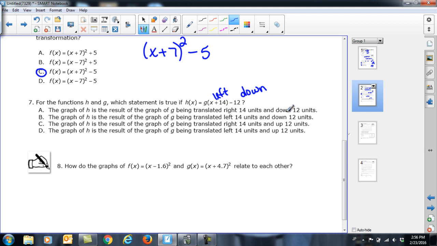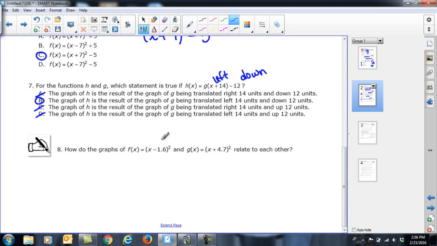Well, this says 14 right and 12 down. That's not correct. This one says left 14 and down 12. That looks like it matches. Right 14, nope, that's the wrong direction. Left 14, up 12, that's also the wrong direction. So the answer is B.